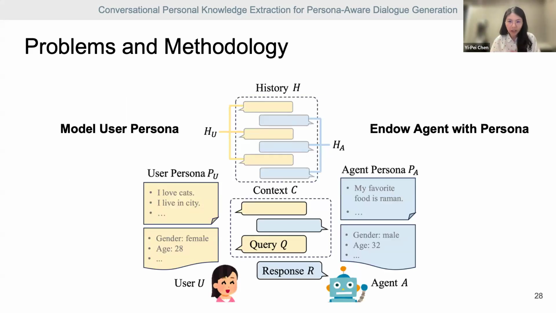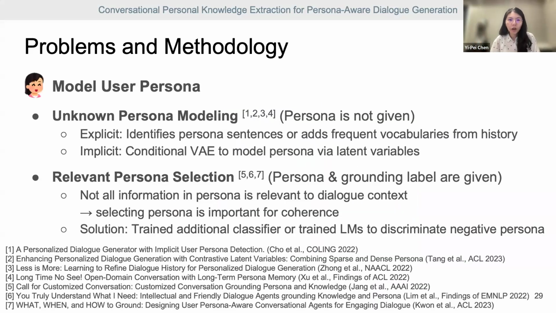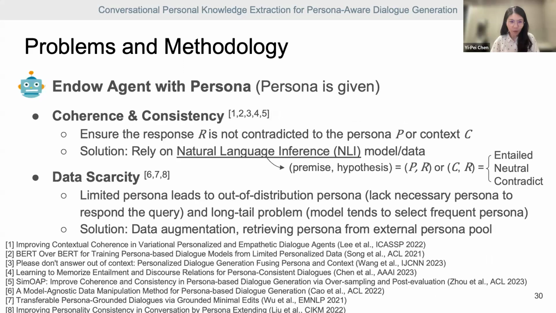As mentioned in the beginning, the research can be categorized into two main streams. One focuses on modeling the user persona, and the other on endowing the agent with a persona. The problems tackled in each line of research are different. But these two lines of work might both use personalized dialogue generation in their title. Because of time constraints, I'm not going to go into details, but you can look into the papers for more details.